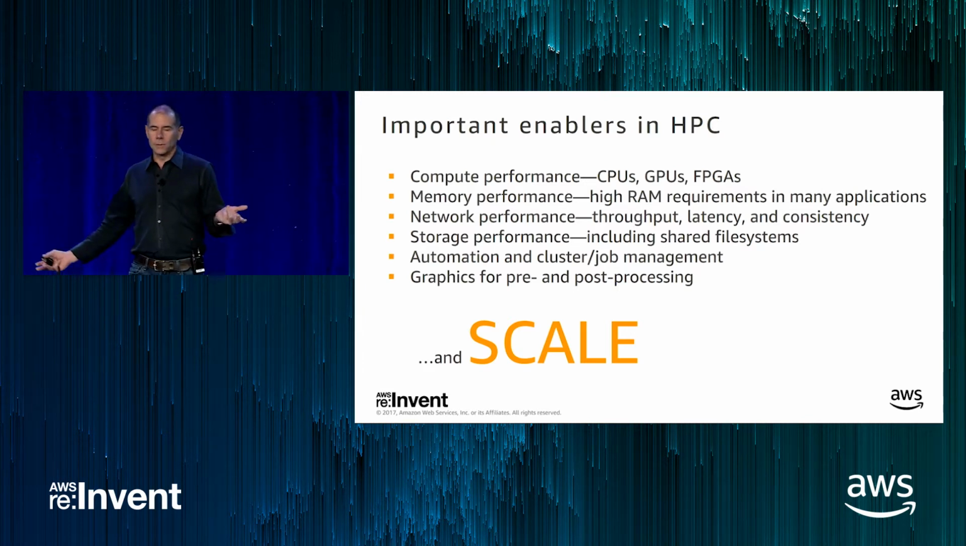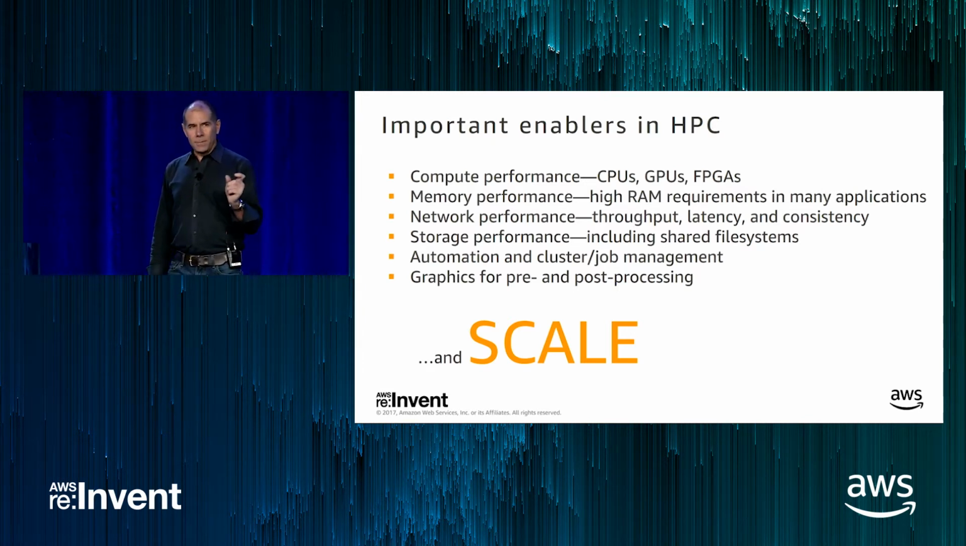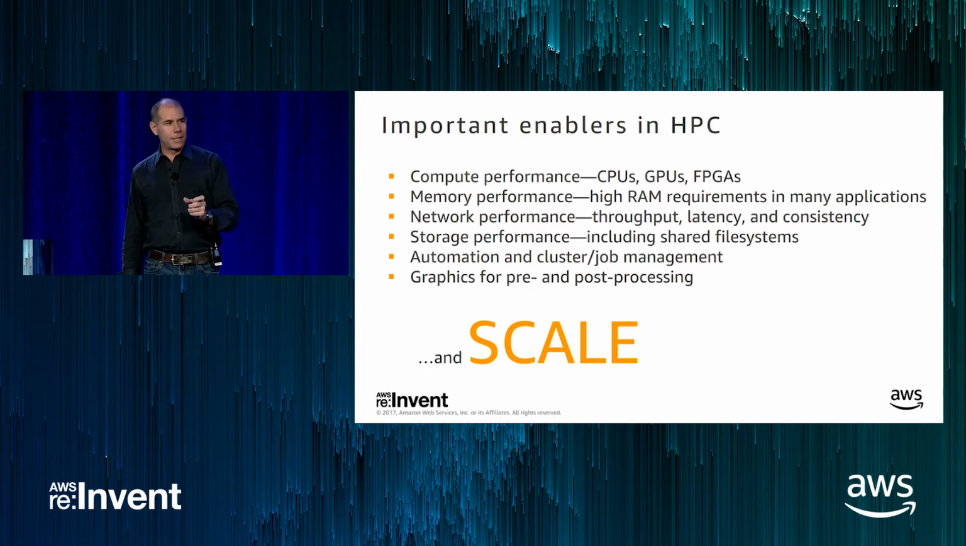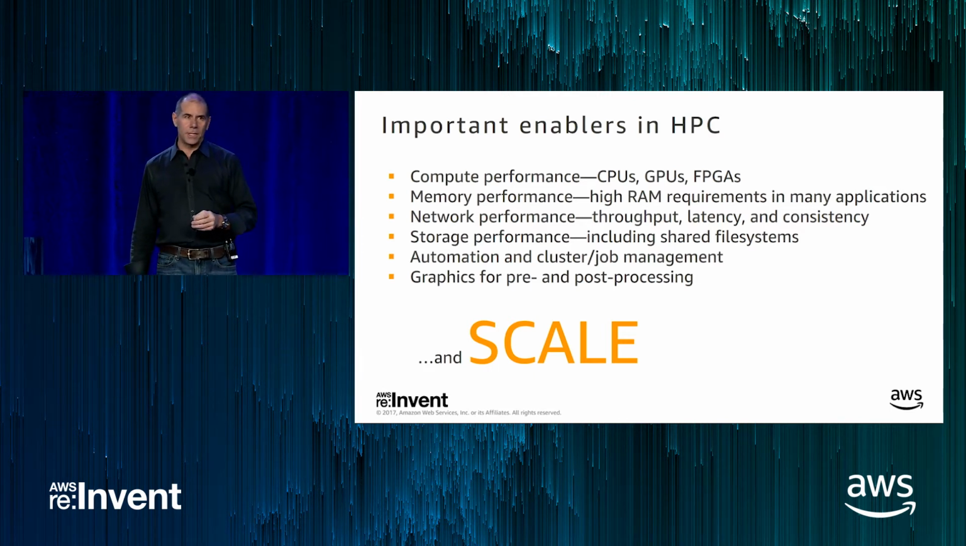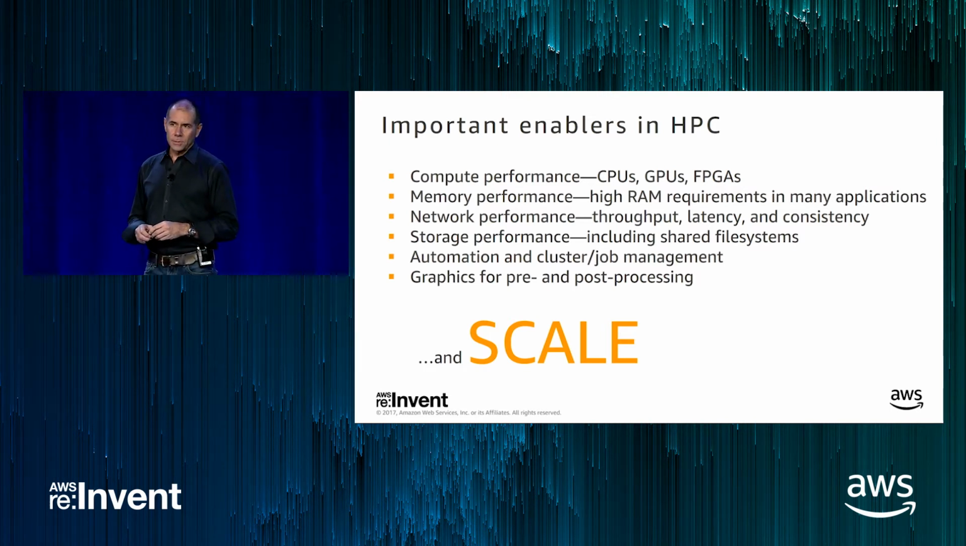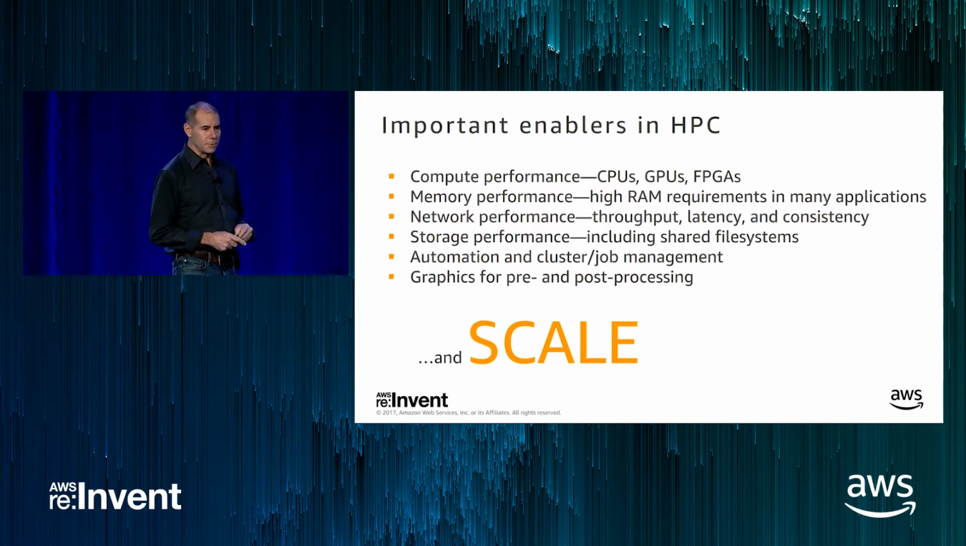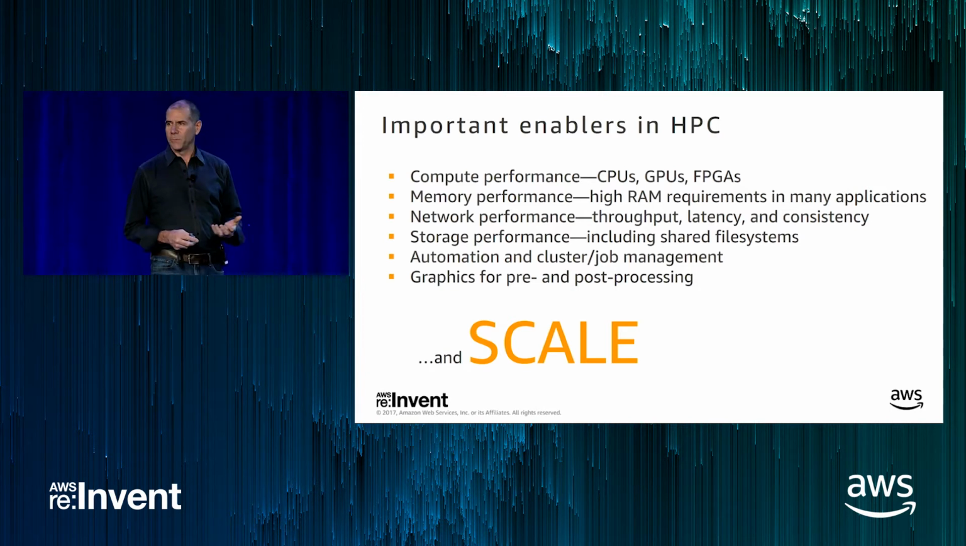So the important enablers for HPC, however you define it, you've got to have high performance compute. That's at the core of HPC. So that can mean CPUs, it can mean accelerating with GPUs or now even FPGAs, and getting access to lots and lots of them when you need them. Increasingly, HPC problems that we're seeing in the commercial sector are dominated by memory, so more and more memory being required for some of these problems. So we need to have high memory instances that also have high CPU performance.